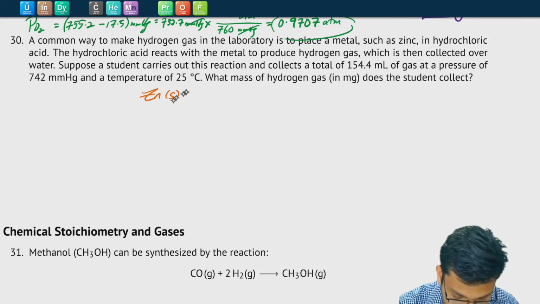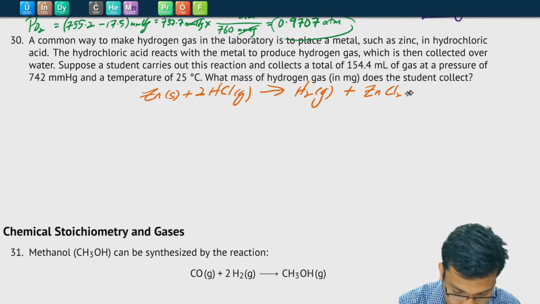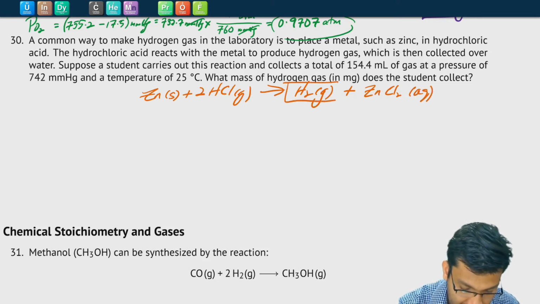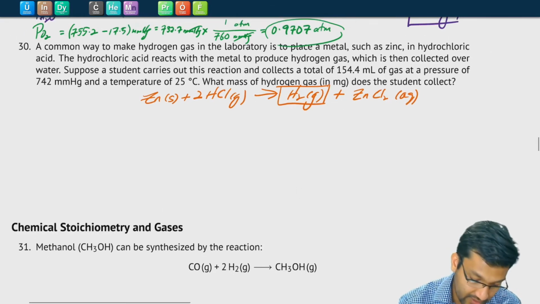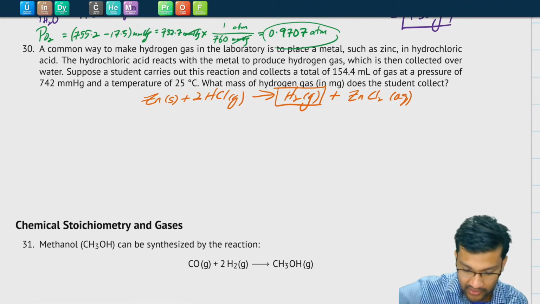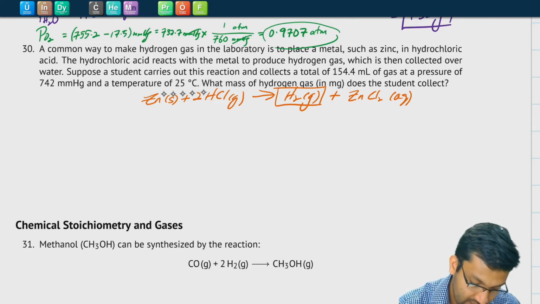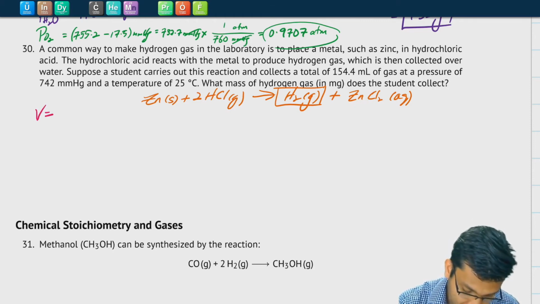So zinc, solid, plus hydrochloric acid, right? I'm balancing it as I go. You produce H2 gas plus Zn2+ and Cl-, I think that's aqueous. And that's how you produce hydrogen gas. That's the equation. Okay. So you're reacting this to produce gas, and then you're collecting it over water. But as we all know, if we're collecting it over water, it means that we also have partial pressure of water.